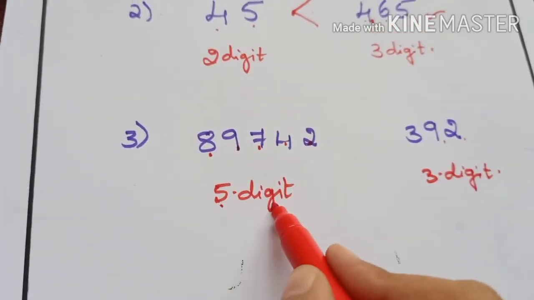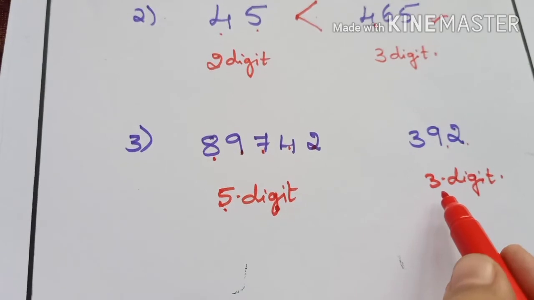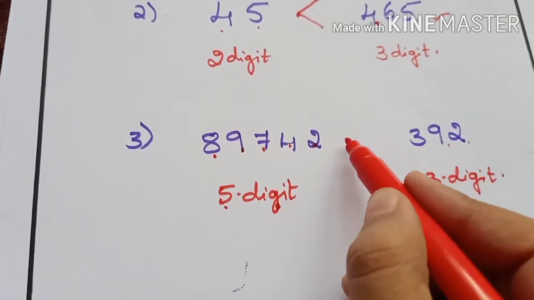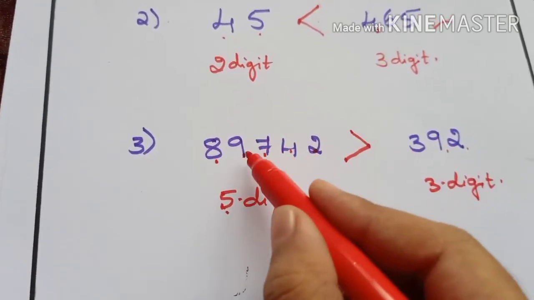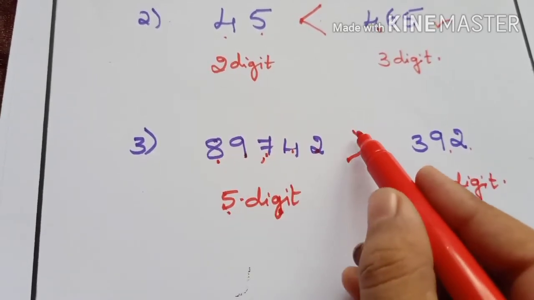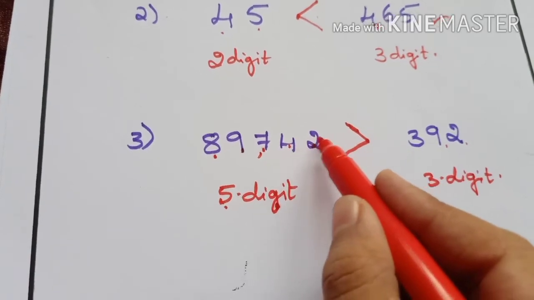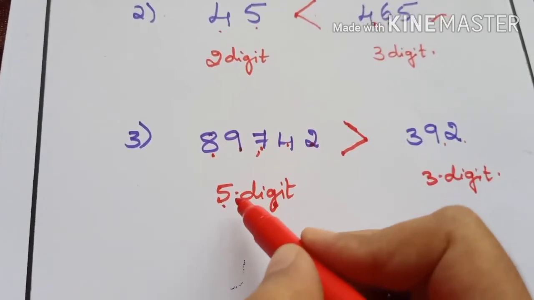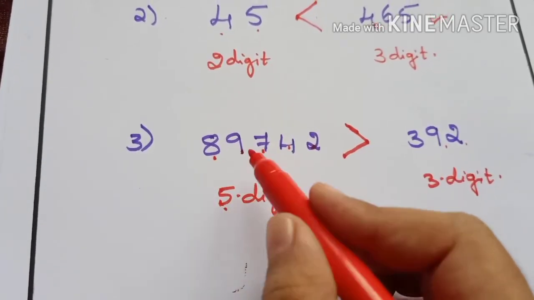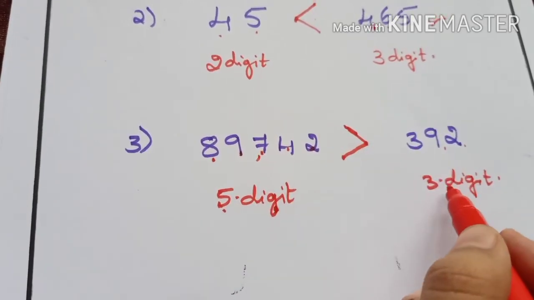Obviously 5-digit number is greater than 3-digit number. So the open side should come towards 89,742. Can you notice here the open side is towards the greater number, that is, the number of digits is greater here than this number.